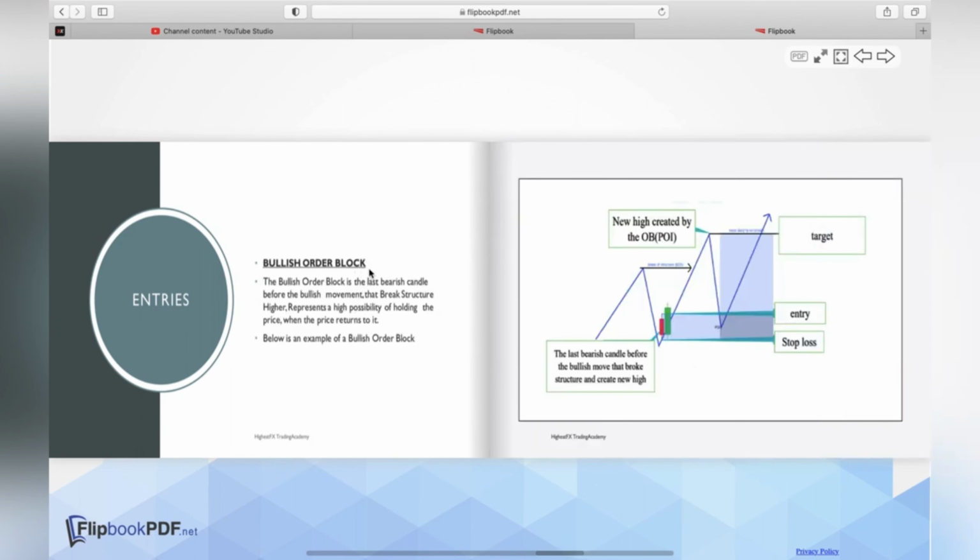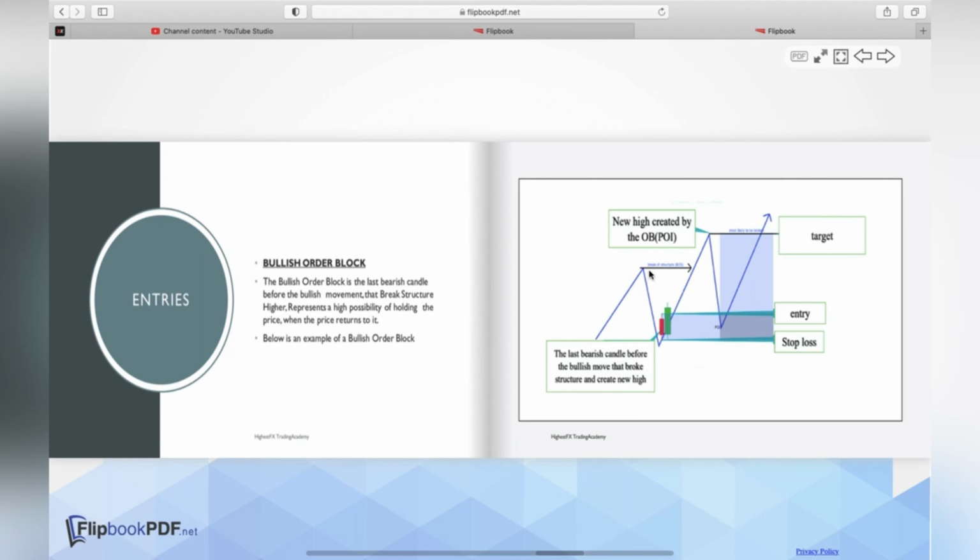Bullish order block. The bullish order block is the last bearish candle before the bullish movement that breaks structure higher. You understand? You can see the illustration right here. It's the last bearish candle. The bullish order block is the last bearish candle that broke the structure. It represents a high probability of holding the price when the price returns to it.